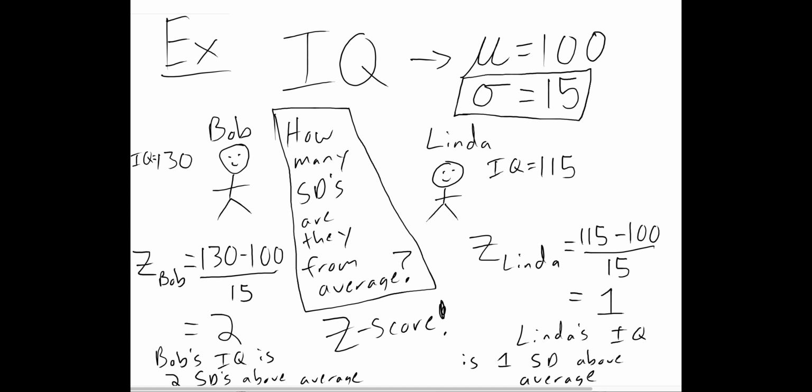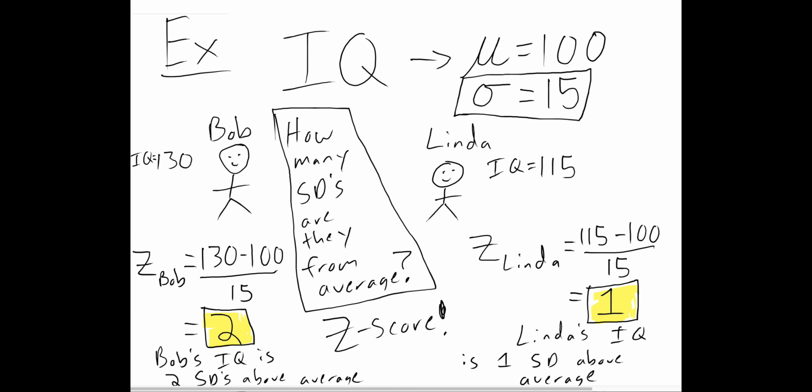A much better idea than if we just looked at, say, the fact that Bob is 30 points above average. It's more useful to us to know that he's 2 standard deviations above average. And the same thing for Linda. We could say that her IQ is 15 points above average, but it's going to actually be more useful to say that her IQ is 1 standard deviation above average.